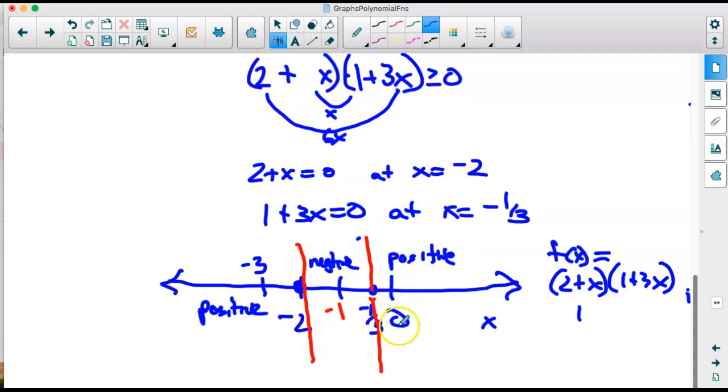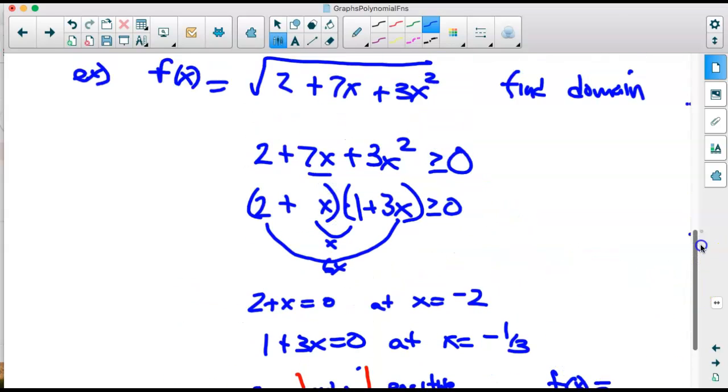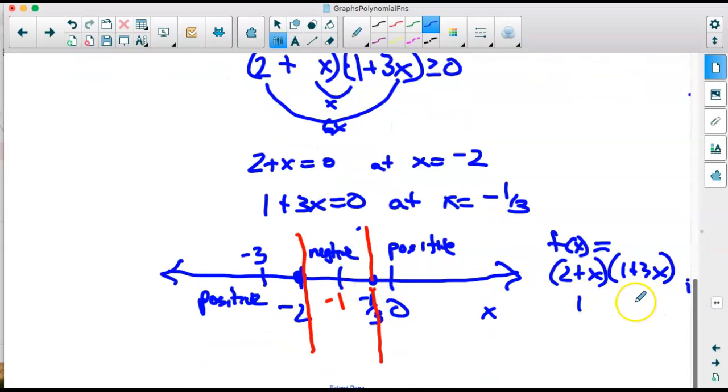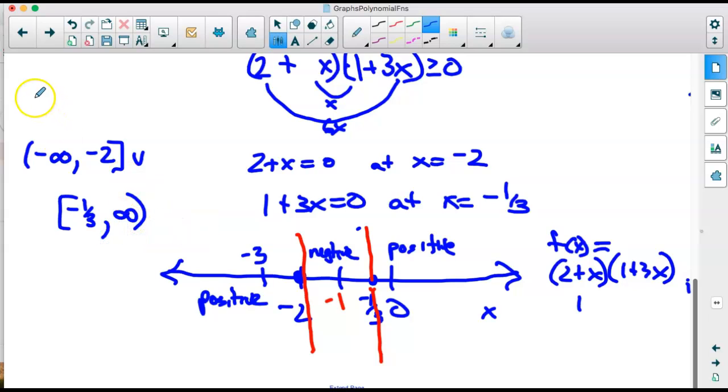Plugging in 0. So I tried 0, 1, -1, and -3 in this function to see whether I got a positive or negative number, because I just need to know whether it's positive or not. So this is going to tell me what my domain is. It's going to be in this interval, including this number, because that number is 0 and we can have it equal to that number. So my interval here is going to go from negative infinity to -2, including, and it's going to go from -1/3, including, to infinity. So that's my domain for this function, because I've checked positive and negative in those regions.